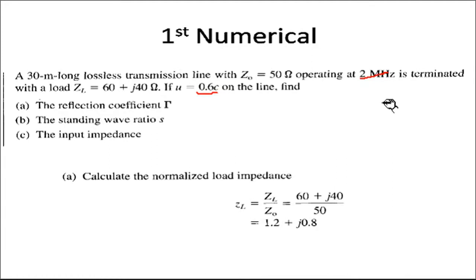Once I know lambda, one more important point, the last bit of this first lecture: one complete rotation on the Smith chart corresponds to lambda by 2, which corresponds to 360 degrees. So lambda equals 720 degrees. I have calculated lambda as 90 meters, and 30 meters is lambda by 3, because if the complete wavelength is 90 meters, 30 meters means it is lambda by 3, and I need to calculate input impedance.